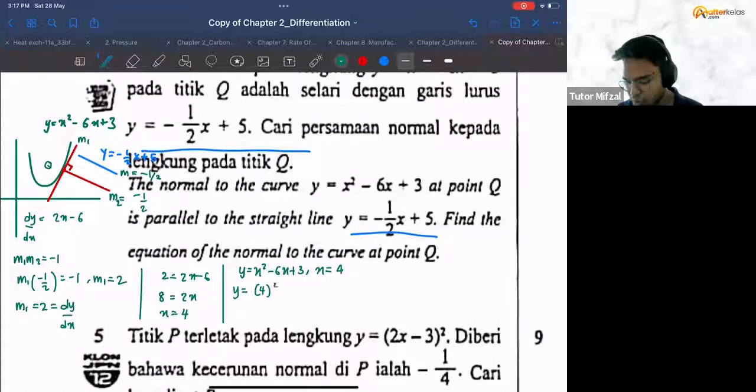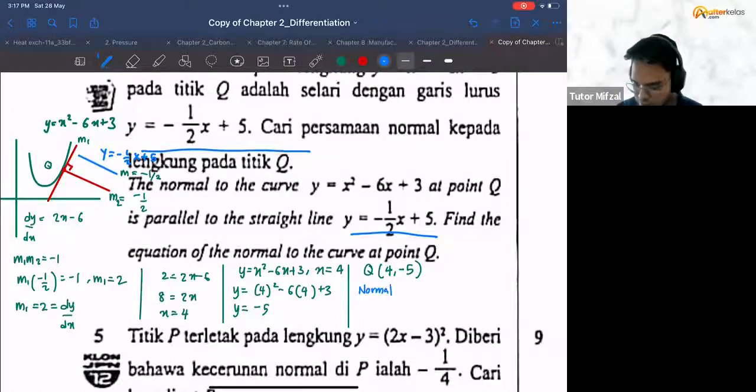So I dapat 4 square minus 6 times 4 plus 3. Now solving for this, I should get 16 minus 24 plus 3. So 16 plus 3 is 19. 19 minus 24 is 1, 2, 3, 4, 5. -5. Okay? -5. So sekarang ni, I dah tahu dah that the coordinate of Q is equivalent to 4 and -5. What should I do next? I want to find the normal.